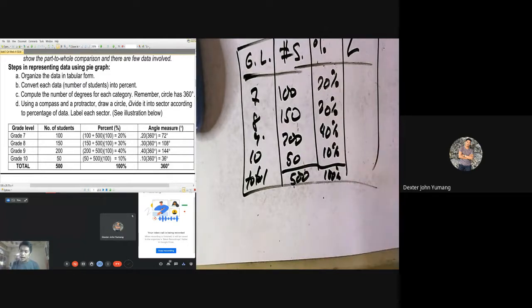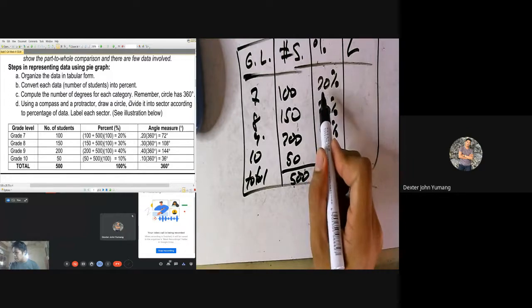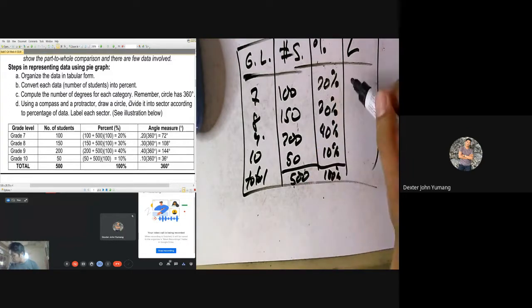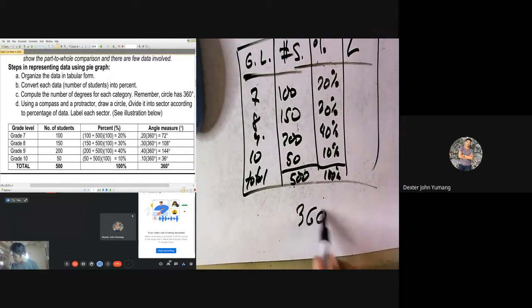Next, angle measure. Etong 20 po, gawin nyo siyang decimal. So magiging 0.2 na yan or 0.20. With 0.20, we all know that one circle is equivalent to 360.